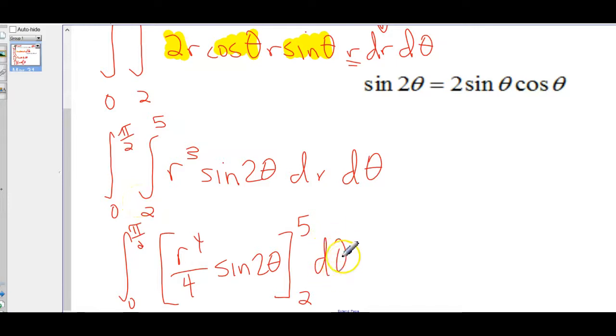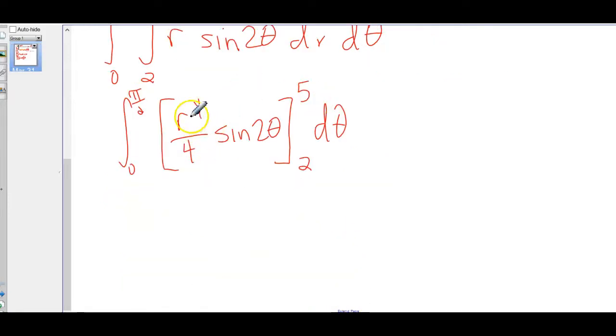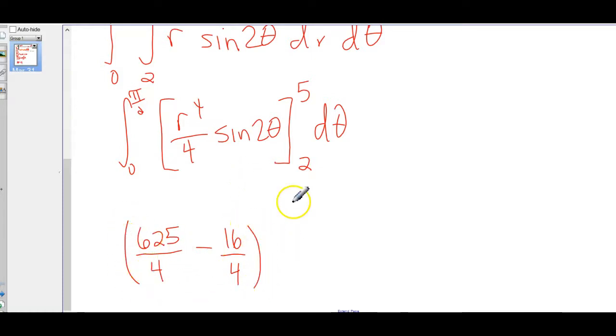and d theta. Okay, now I'm plugging in 5 into this thing, so that's 5 to the 4th power, which is 625 fourths. Alright, and then minus, when I plug in 2 to the 4th is 16 over 4. Alright, and then again, that's all being multiplied by this sine of 2 theta integral. And I'm putting it outside if you're paying attention to it. It's a constant, so I'm just pulling it out of the integration at this point. So sine 2 theta d theta.